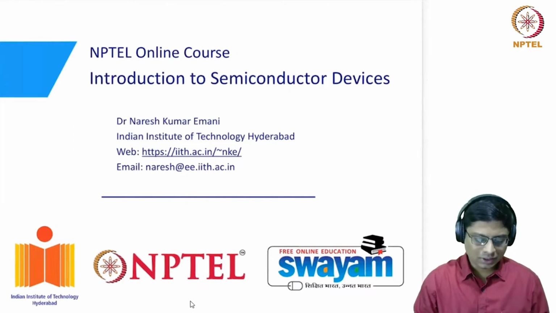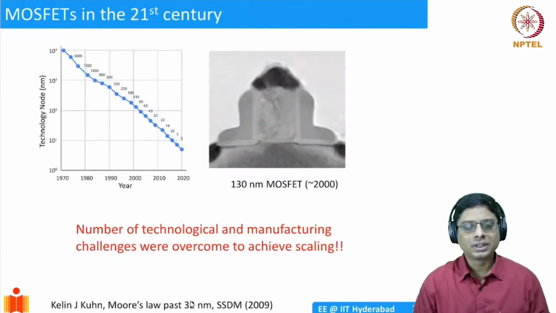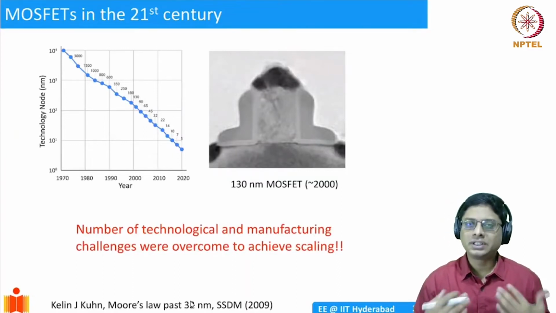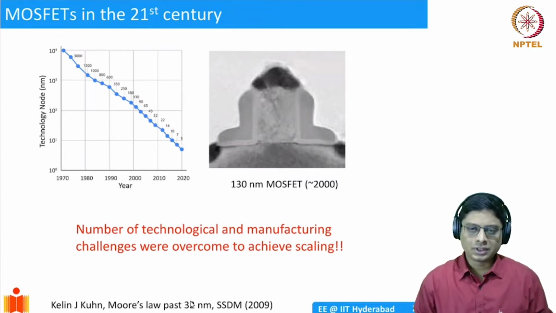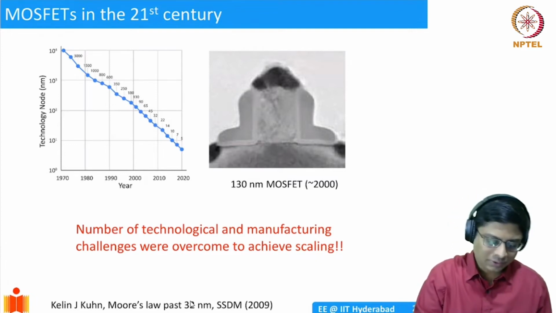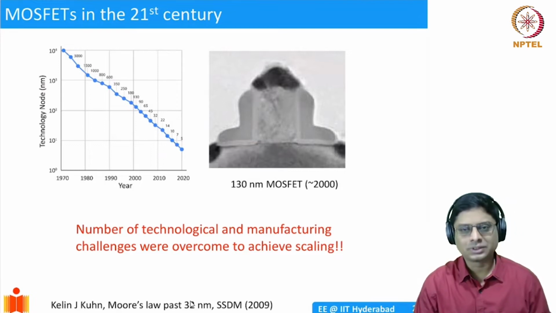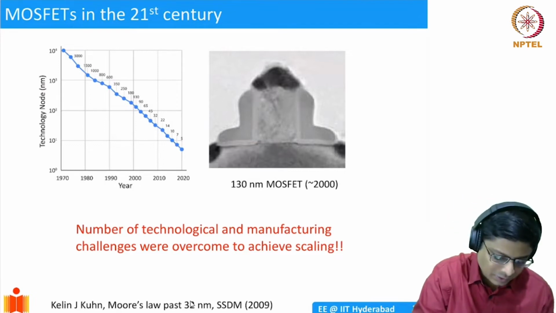So we have seen this graph already. We have seen how the technology nodes have been evolving. And whatever MOSFET theory that we developed, that is primarily applicable to the long channel MOSFET. And we have discussed the short channel corrections in the last lecture. So this is how a MOSFET at the end of the 20th century would look like. 130 nanometers is roughly where in 2000 we were there, right?